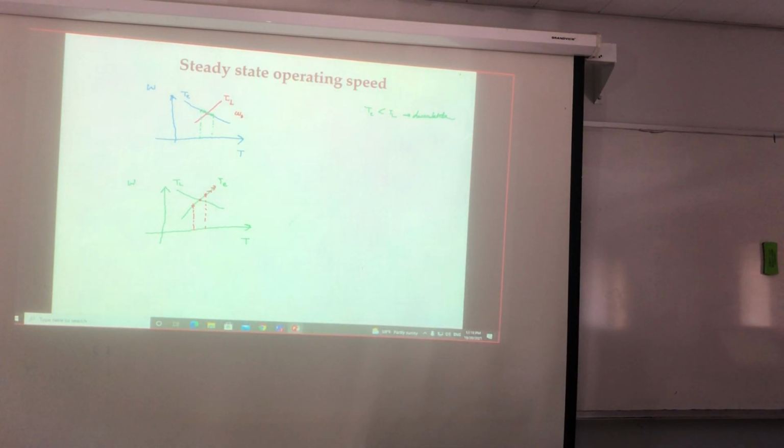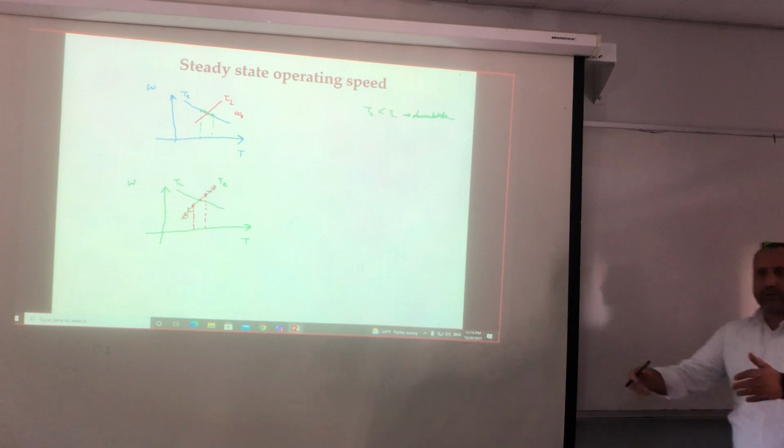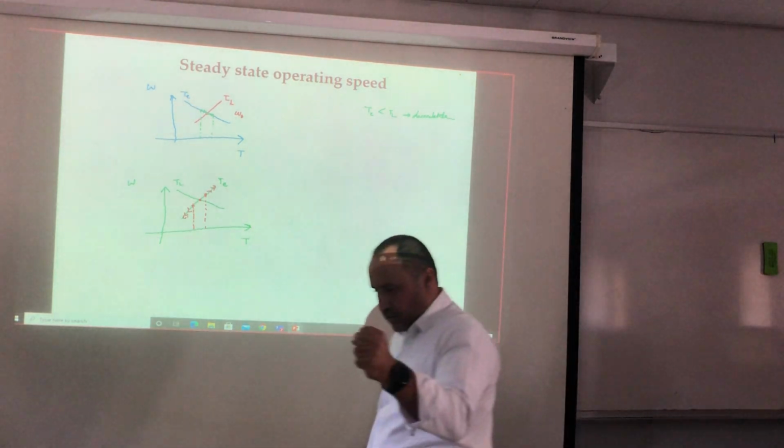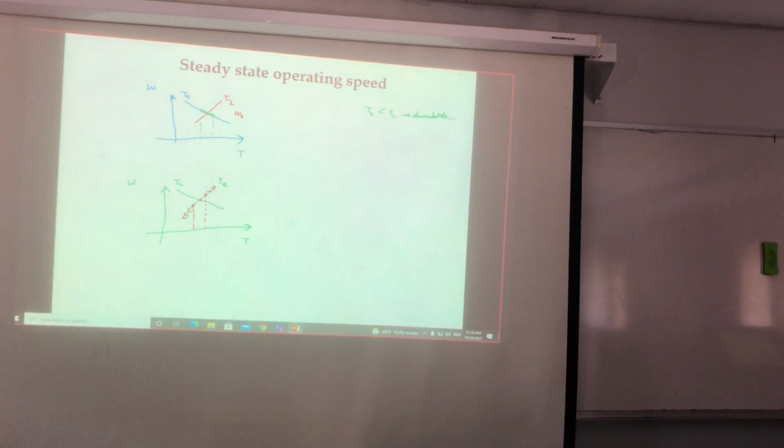So it will decelerate until what? Look, rotor. The rotor will never rotate. We call it blocked rotor. Now, the first system was stable. The second one is unstable. So simply we can judge.